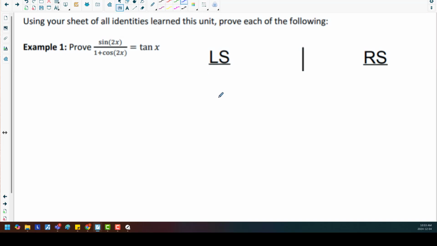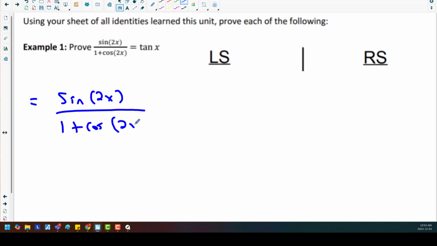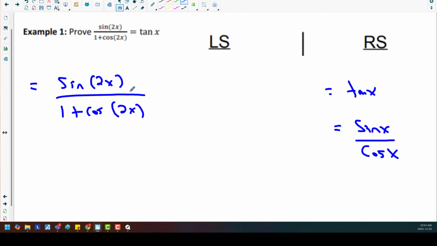Example 1, using your sheet of all identities learned in this unit, prove each of the following. It's pretty straightforward. Left-hand side is sine 2x over 1 plus cos 2x, and this is obviously just tan x. I'm going to convert this into sine x over cos x. And let's see, what can we do here?